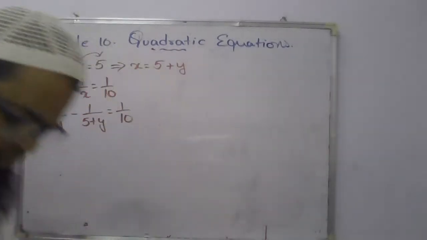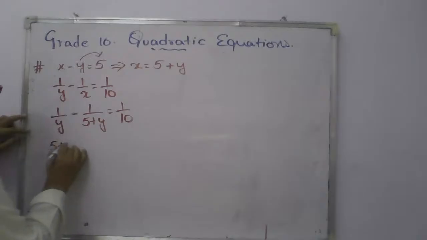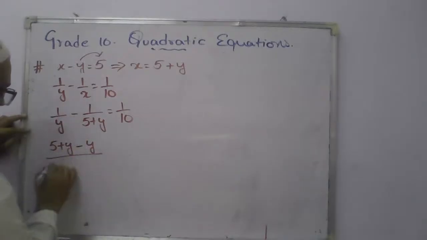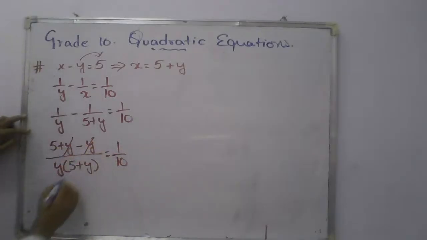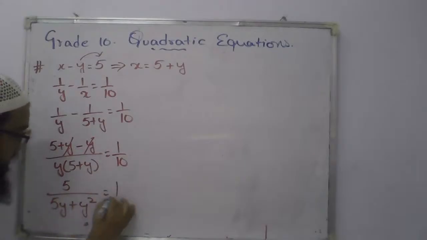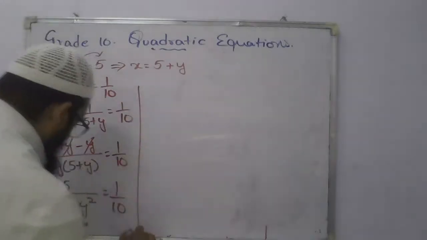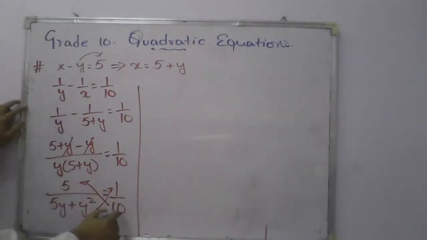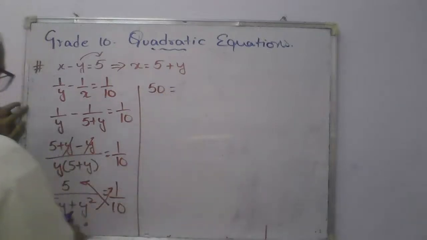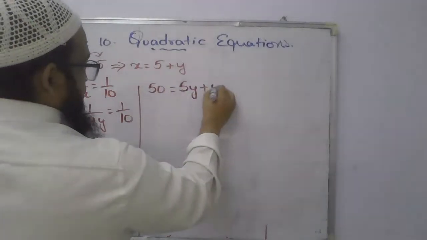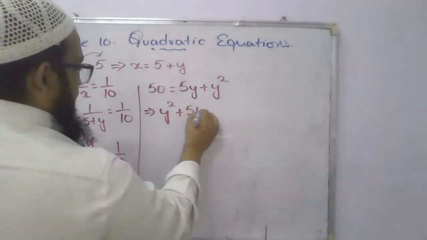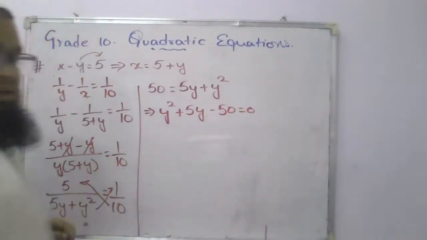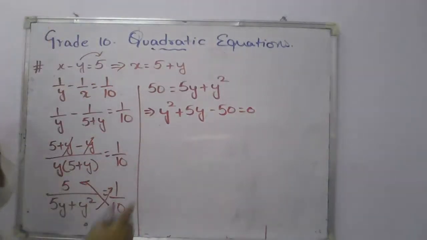Did anything? And the difference of the reciprocals, yes. So 5 plus y minus y divided by y into 5 plus y is equal to 1 by 10. These two get cancelled. 5 divided by 5y plus y square is equal to 1 by 10. This I made the mistake. 10 into 5 is 50. 50 is equal to 5y plus y square. So when I transpose 50 that side, y square plus 5y minus 50 is equal to 0. Yeah, my dear child, you are watching it and you are not informing me.